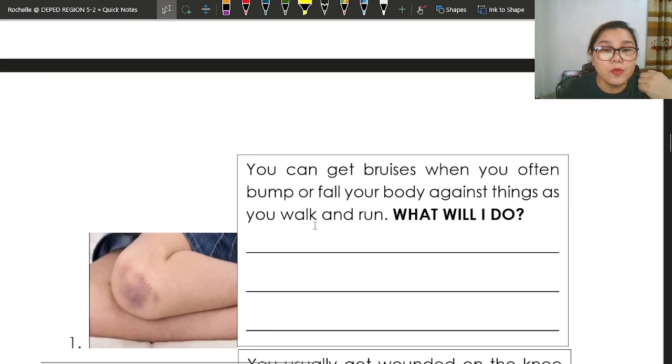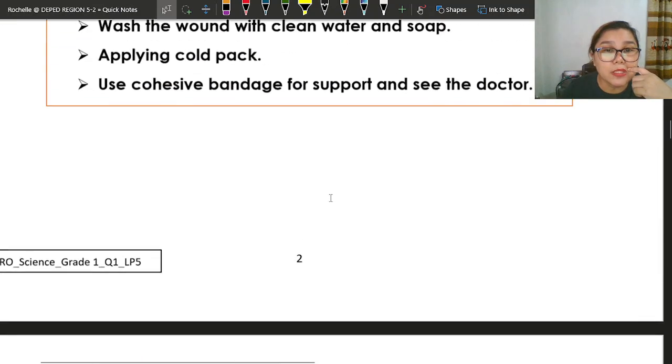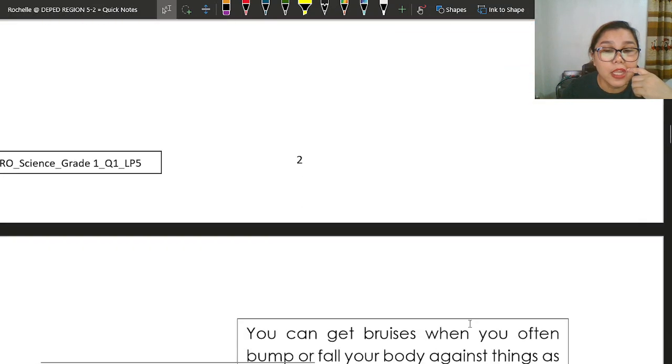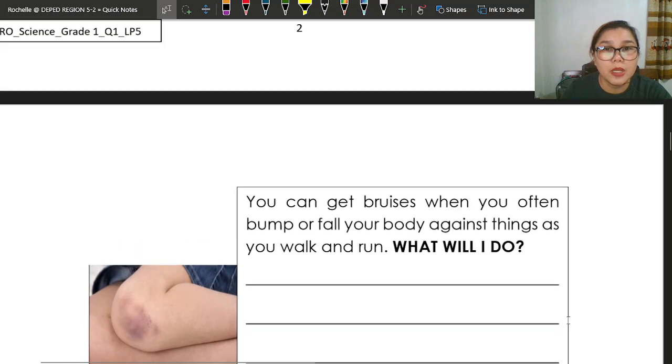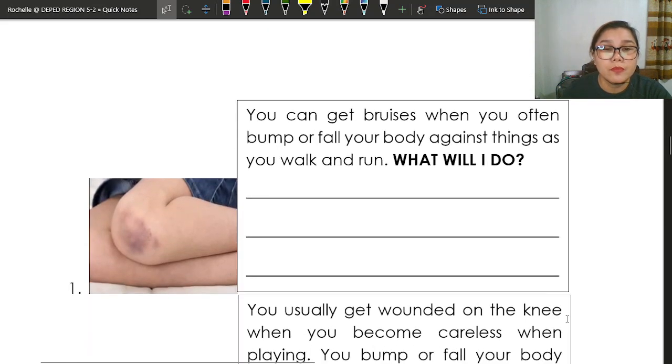Okay, for number 1, you can get bruises when you often bump or fall your body against things as you walk and run. What will I do? So you are to choose from the box, dyan sa tatlo, and then you are going to write this on the blank. So you can flip the page back to page 2. And then, pause muna para you can finish number 1.